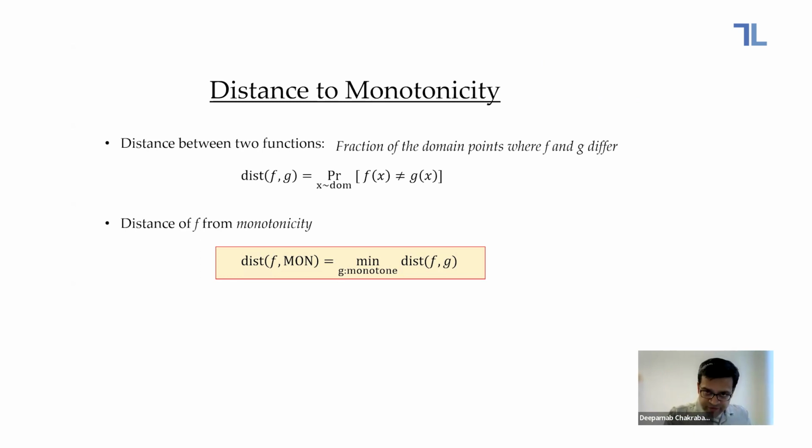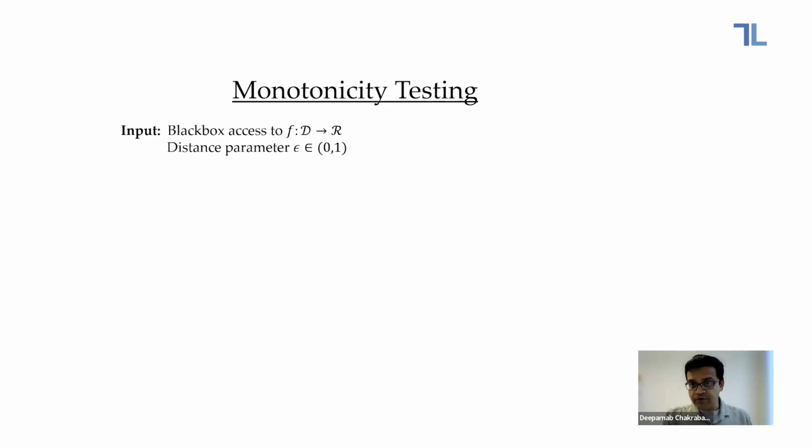Okay, so we've defined monotone functions, we've defined distance to monotonicity. Now we can tell what the problem of monotonicity testing is. The input to this problem is black box access to this function over some domain to range. We'll be mostly talking about Boolean hypercube and Boolean range, but more generally, this is the input. Furthermore, we assume that there is a distance parameter epsilon given as input. Think of it as 1/10, concretely.